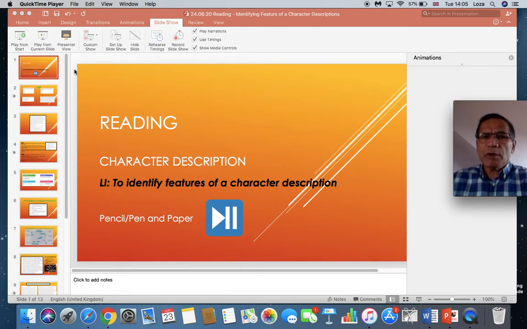Good morning, Year 3. Welcome to our third reading lesson of the week. We will continue with character description. The aim today is to identify features of a character description.